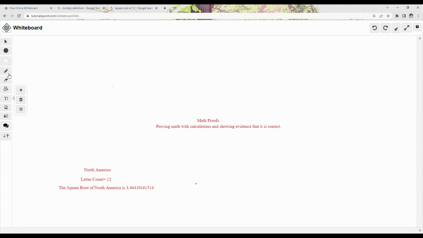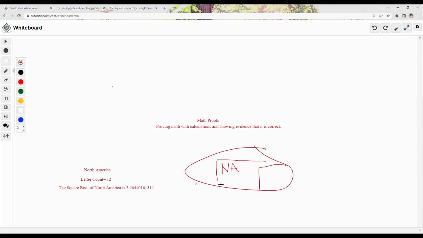Okay, and this is how we prove it. In order to prove this, pretend we have North America here, a big blob, basically the state of our government. No, I'm kidding. Anyways, right here, we'll write NA. Okay, NA for North America. And I'm gonna demonstrate to you guys. To find the square root of this, you're gonna have to calculate how many squares can fit in this blob. Look, 1, 2, 3.